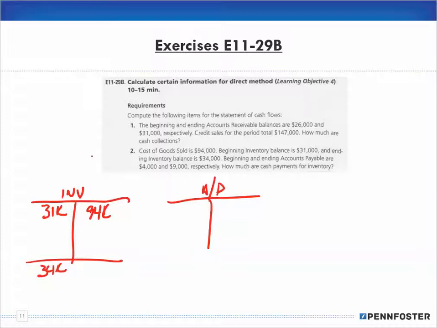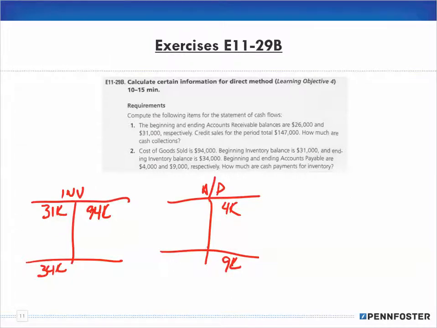Okay, so for our accounts payable, the beginning balance is 4,000, and the ending balance is 9,000. Okay, and let's see here. What we need to do is figure out how much our purchases are.